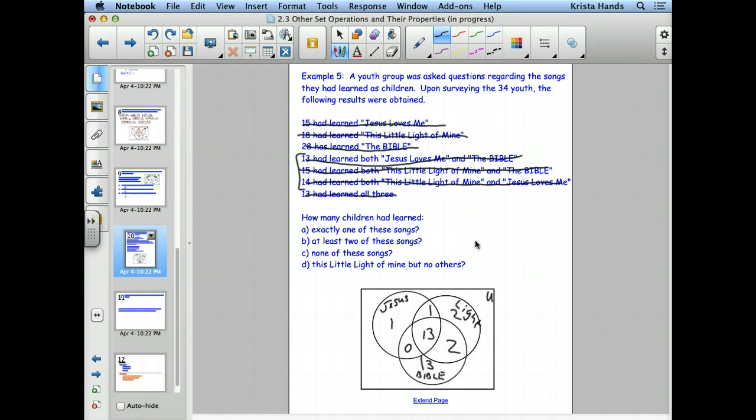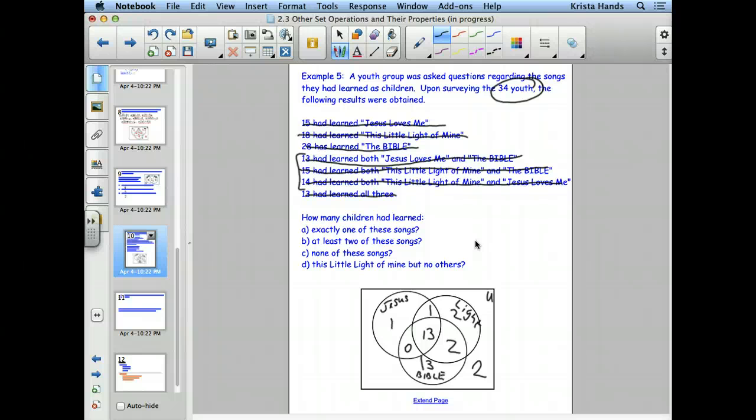So what am I going to do to find that? Did you tell me it was 2? How did you get 2, Hannah? Because there's 34 total, and when you add up all the circles, it comes to 32, so you're short 2. Okay, so if we add up all the circles, Hannah tells us it comes to 32. We're supposed to have 34, which means I'm missing 2 of the kids that were surveyed. So they go out here on the outside. And then once we have our diagram, we can answer our questions.